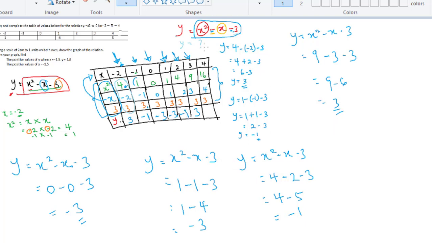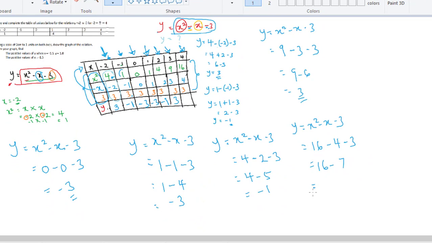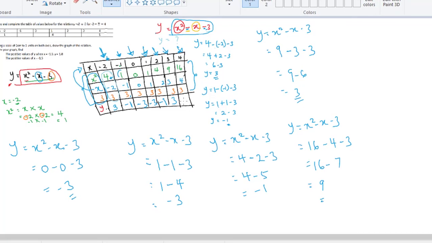Then we go to the final one when x is 4. So our y is equal to x squared minus x minus 3. When x is 4, we're going to get 16 minus 4 minus 3. So we're getting 16 minus 7. 16 minus 7 is going to give us 9. So put our 9 here.